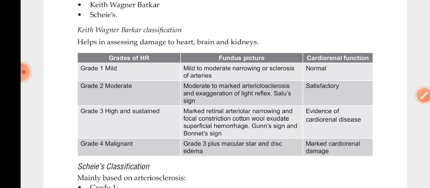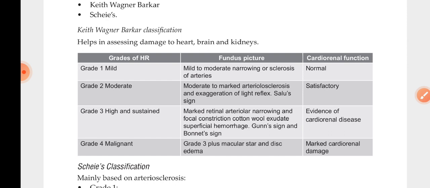Grade 3, high or sustained: marked retinal arteriolar narrowing and focal constriction, cotton wool exudate, superficial hemorrhage, Gunn sign and Bonnet sign are seen. There is evidence of cardiorenal disease. Grade 4, malignant: grade 3 plus macular star sign, disc edema, and marked cardiorenal damage.